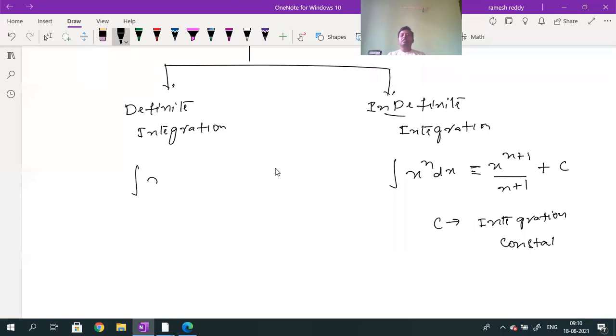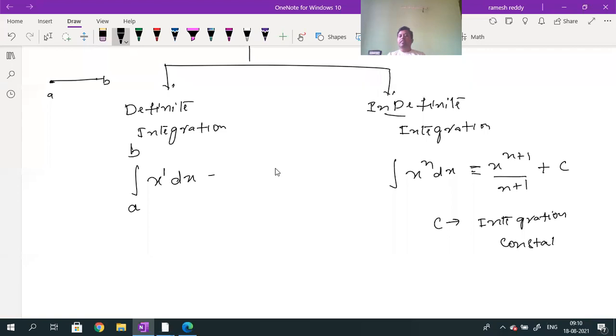For example, integration of x dx, with x value starting from a and ending at b. These are called the limits of integration. A is called the lower limit, b is called the upper limit. For example, a body moving from a point a to the point b. Point a is the lower limit, point b is the upper limit. So integration a to b, x dx.